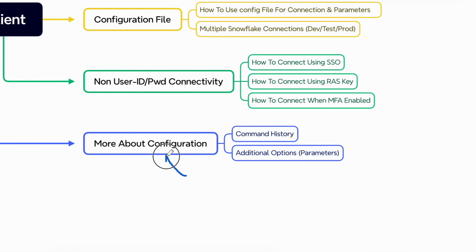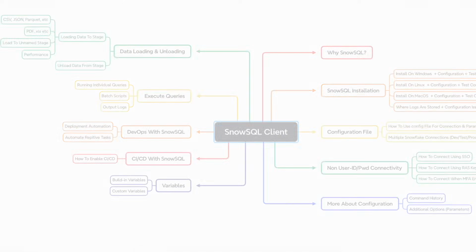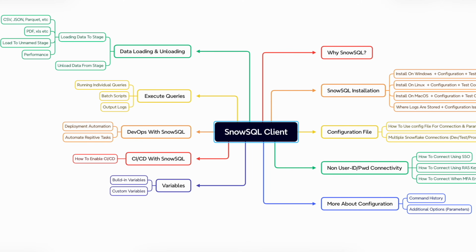We will learn more about the configuration. We'll try to understand how to check the command history and additional parameters which will bring productivity to your day-to-day operation. So all those concepts are very easy to learn, and once you complete watching all those quick and easy-to-understand chapters, you will have full confidence in how you can use the SnowSQL client for your Snowflake project. So I will catch you in the next chapter where we will start with installation of the SnowSQL client on your Windows machine and perform a quick test connection.